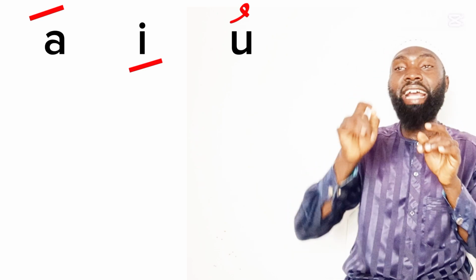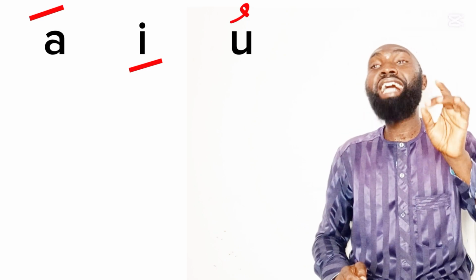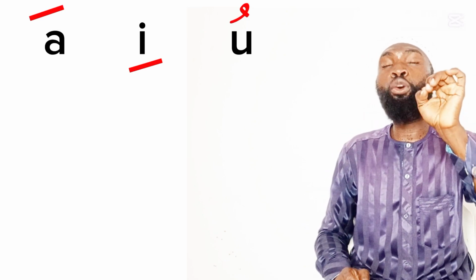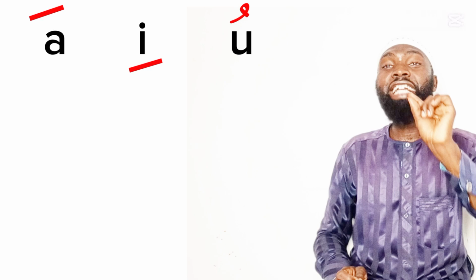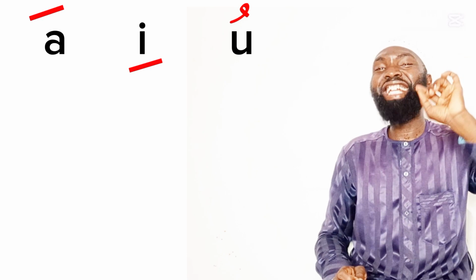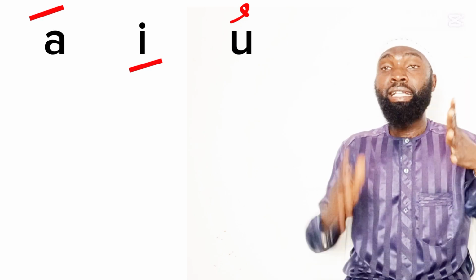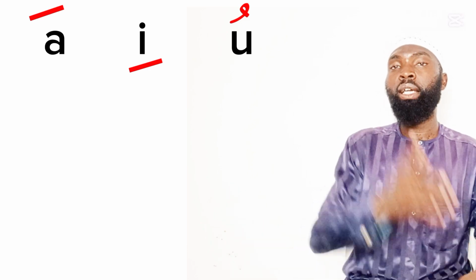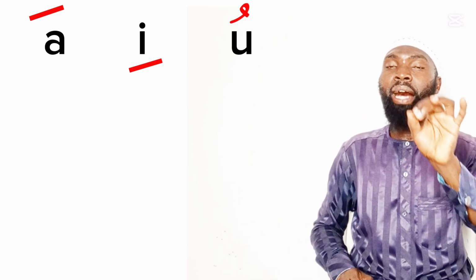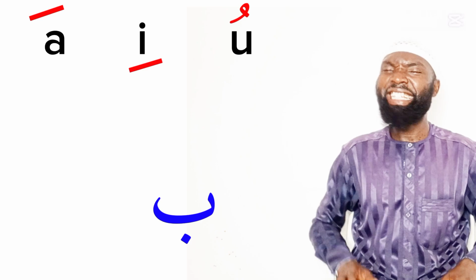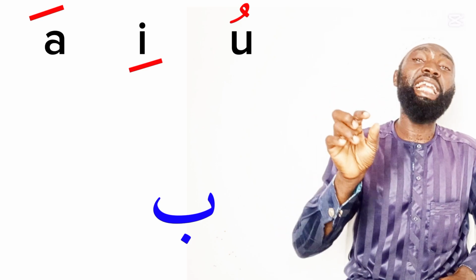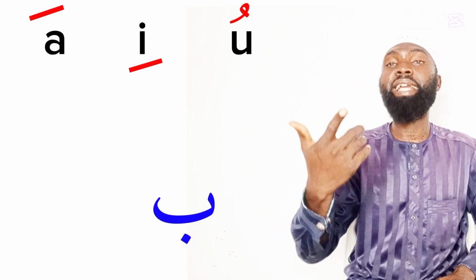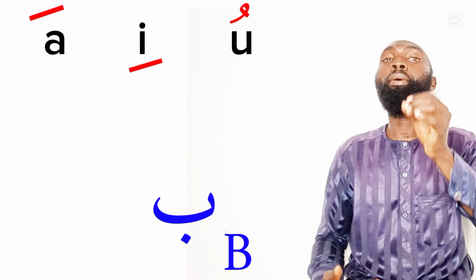And we said this sign is pronounced as U. It is the U vowel, U, U, U, and it is called Dhamma. Again, Dhamma. To pronounce this is very easy because we have already learned Fatha and Kisra. Let's consider the letter Ba. This letter, as it stands alone, is pronounced silently as B, B, B.